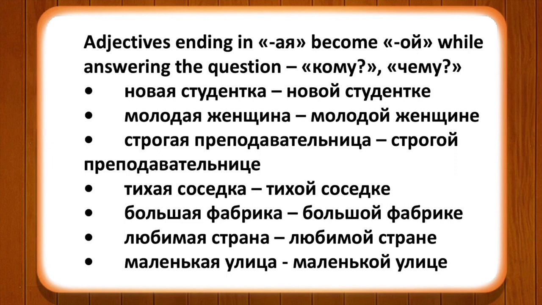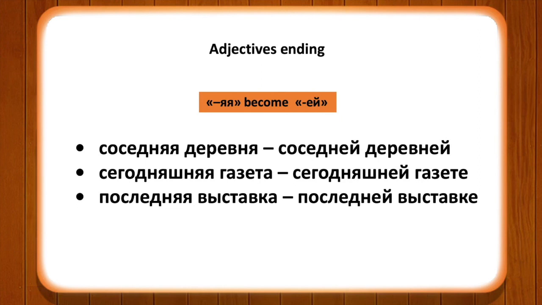Now let's pay attention to a few more adjectives which end in -яя and change into -ей. Соседняя деревня changes into соседней деревне. Сегодняшняя газета changes into сегодняшней газете. Последняя выставка changes into последней выставке. Now let's pay attention to the activity in order to understand the rules of the grammar for feminine singular adjective endings and noun endings. Let's pay attention to the model.